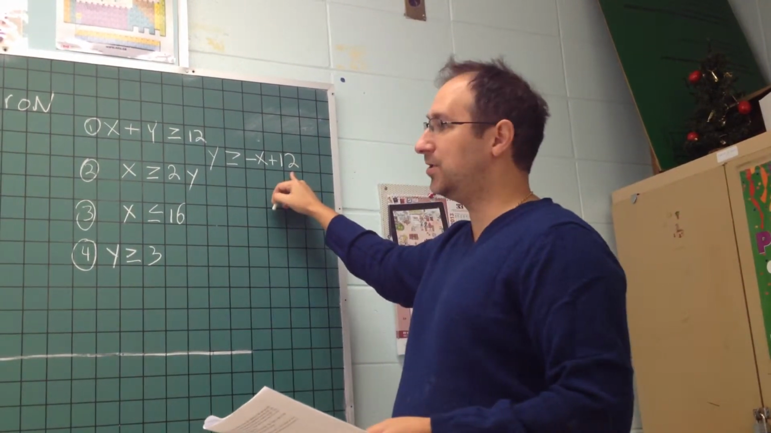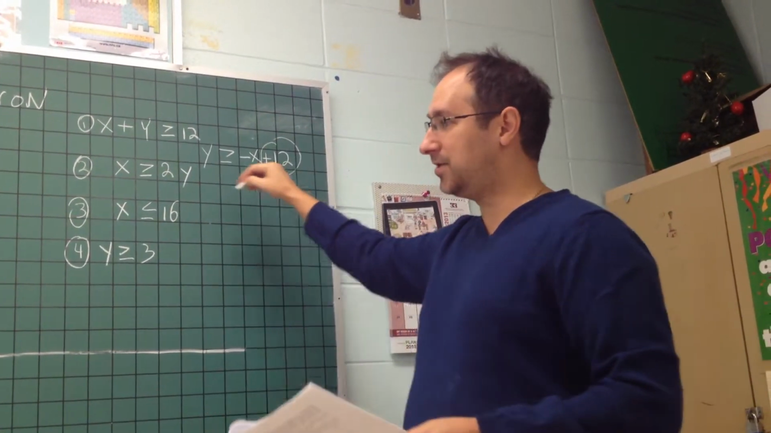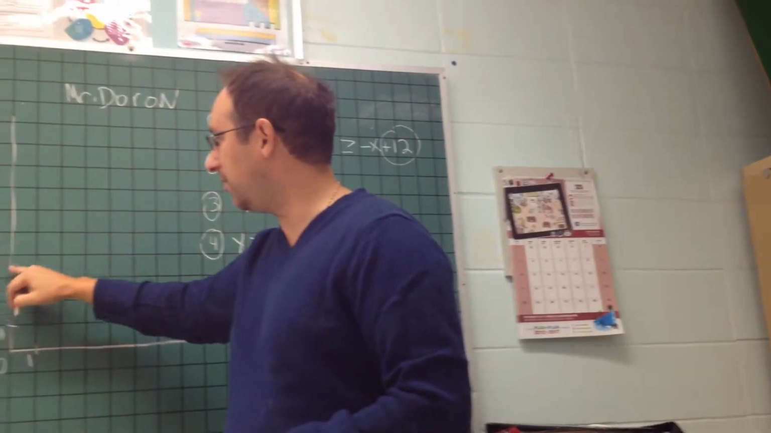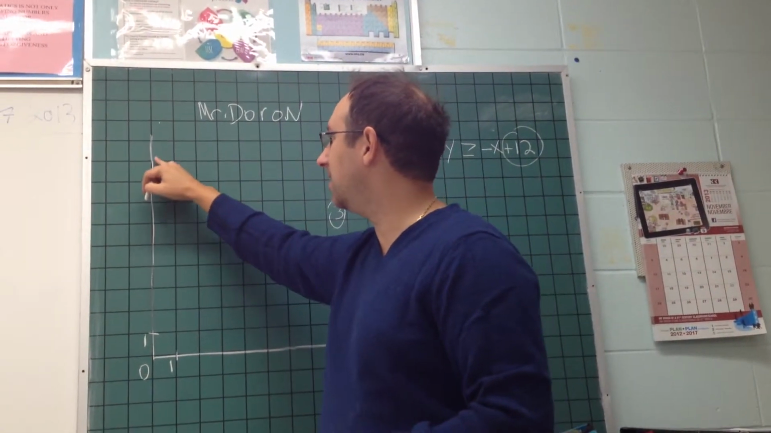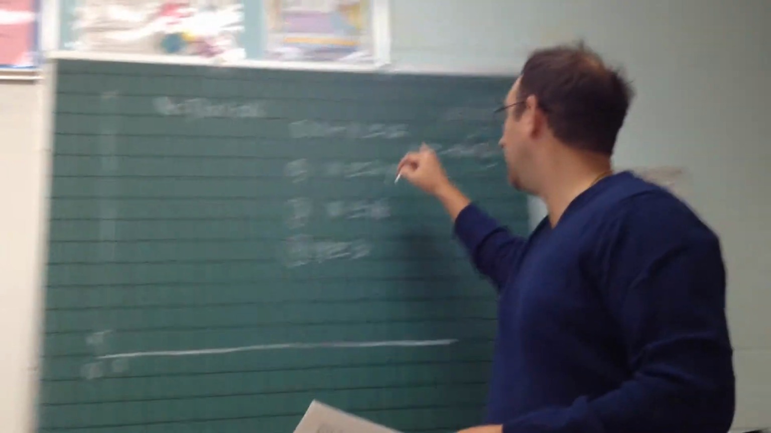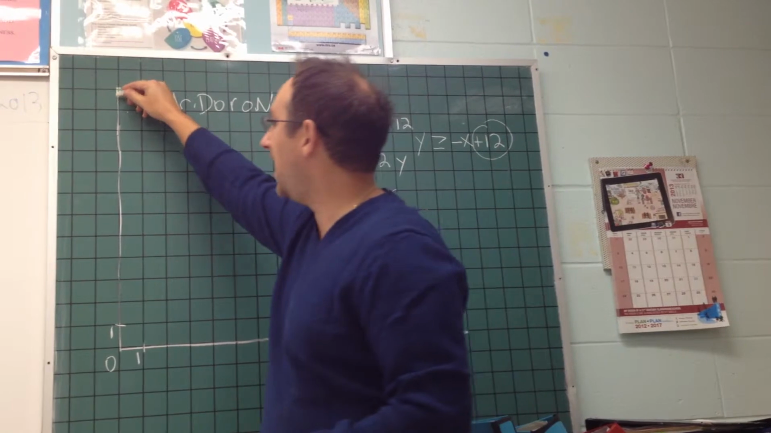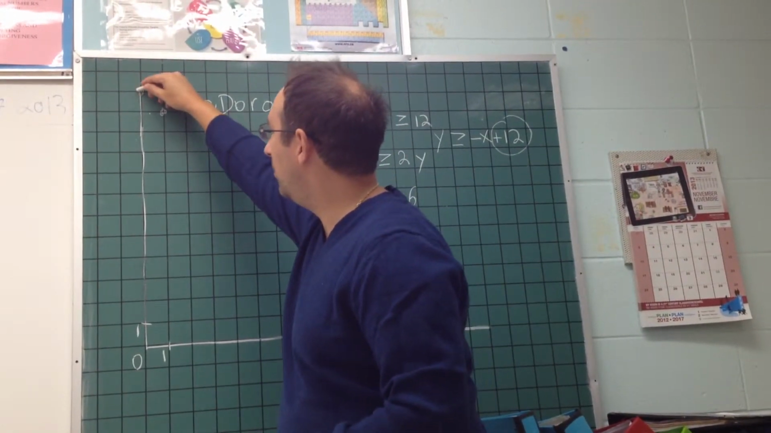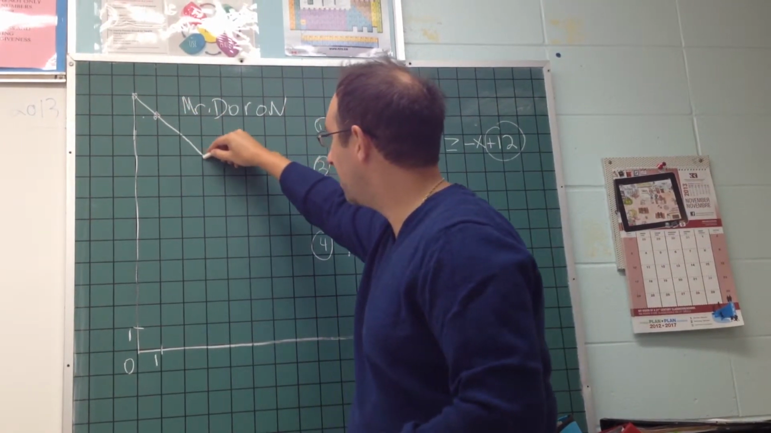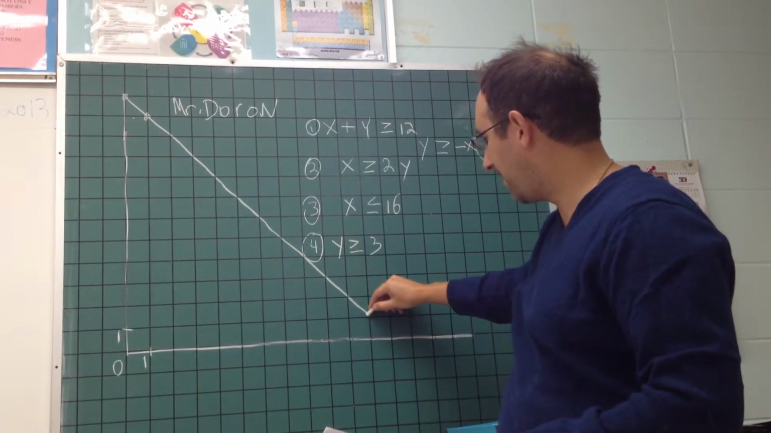And right away what I can do is graph that. This is the starting value, or the y-intercept, at 12. 1, 2, 3, 4, 5, 6, 7, 8, 9, 10, 11, 12, right over here. And this negative x means down 1, right 1. I would use a ruler normally, and my first line looks like this.